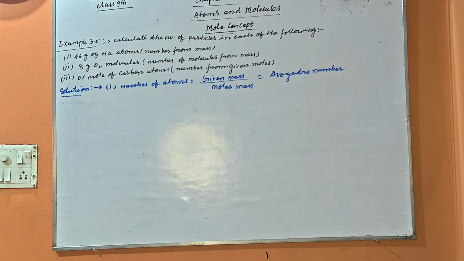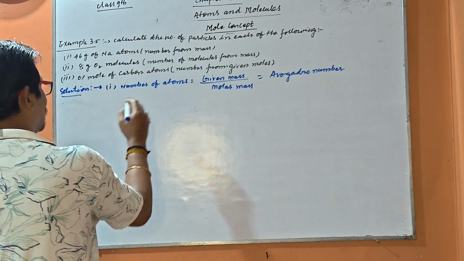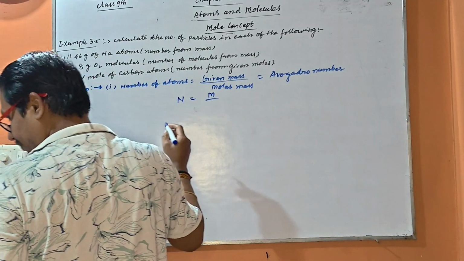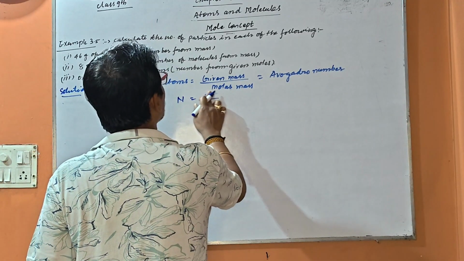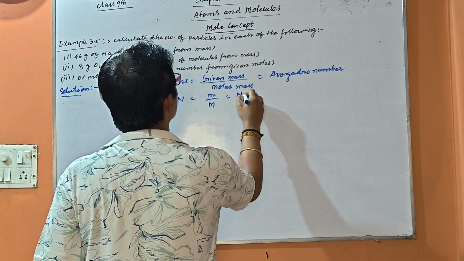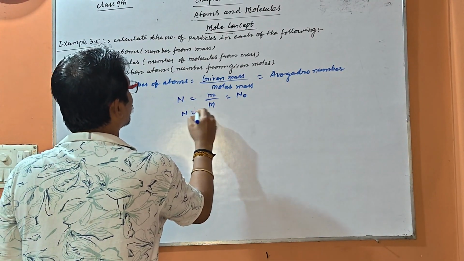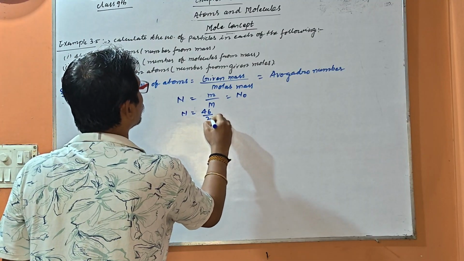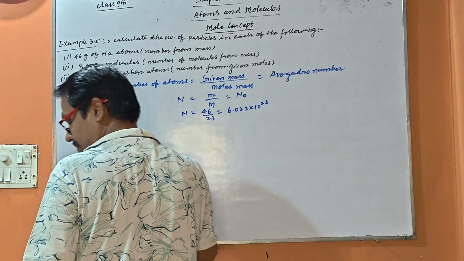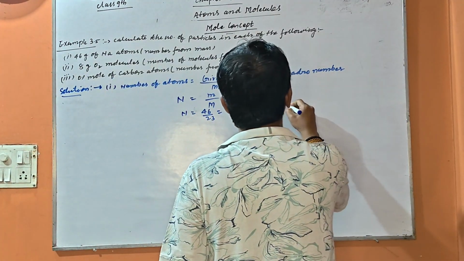So the number of atoms is equal to given mass by molar mass, multiplied by Avogadro number. So N is equal to small m by M, that is given mass, multiplied by N0. Let's take the example. N is equal to 46 by 23 into 6.022 into 10 to the power 23. Is it clear?